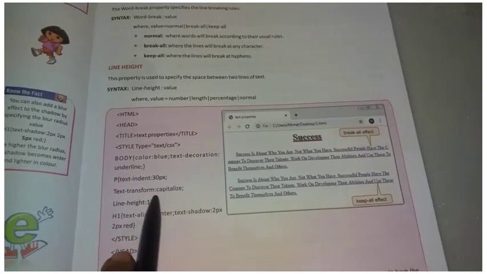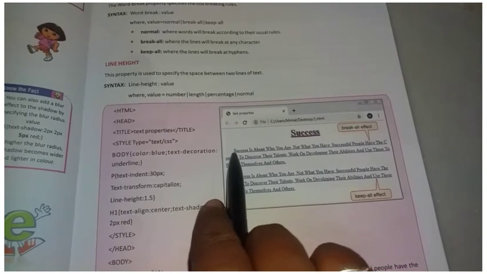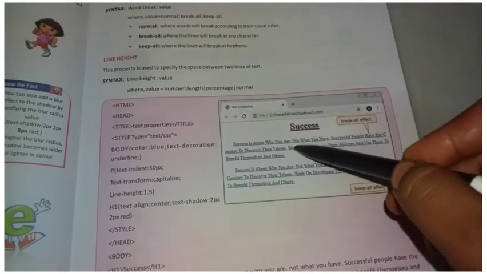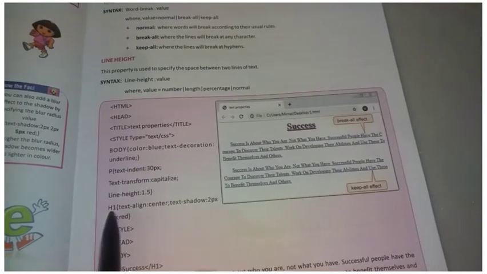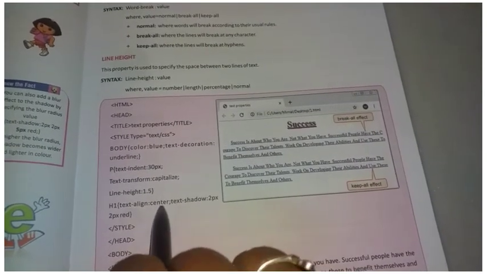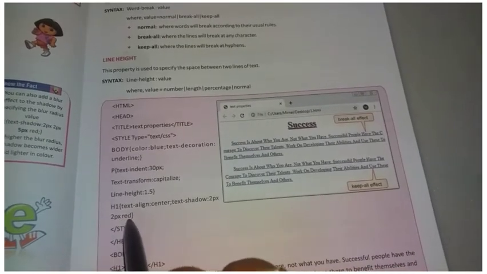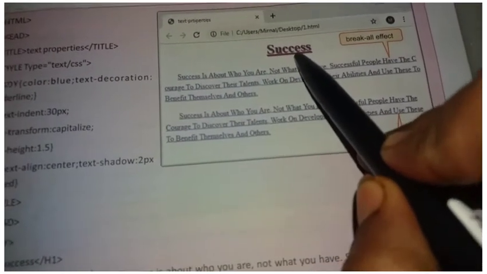Text transform capitalize means every word will get a capital letter. Next, line height equals 1.5, so each line will have a spacing of 1.5. Next, h1, text align center, text shadow 2 pixels, 2 pixels, red color. If we closely observe here, we can see the red color. This is a shadow of 2 pixels.